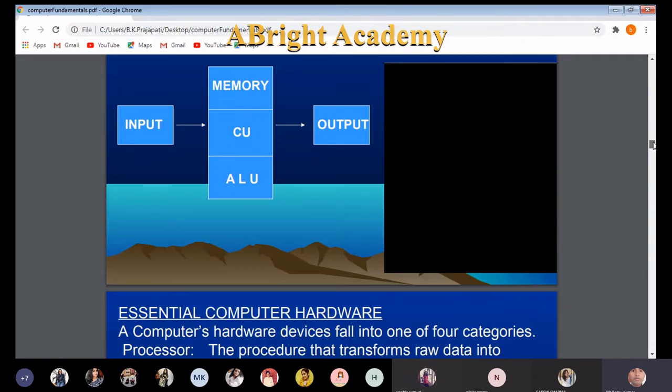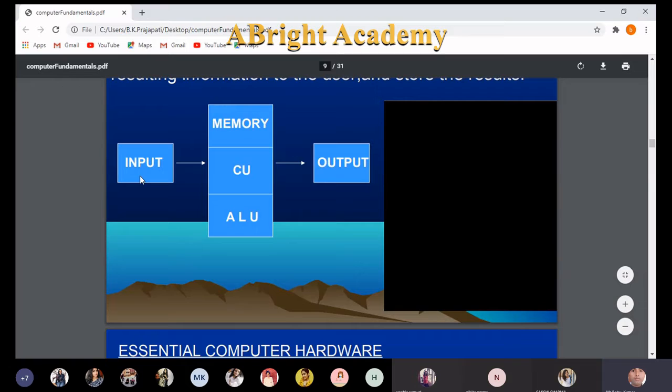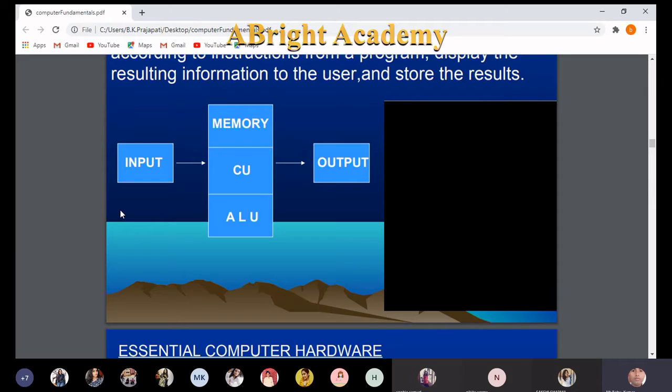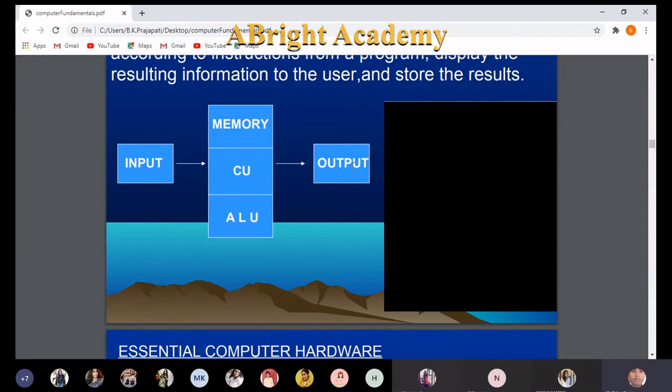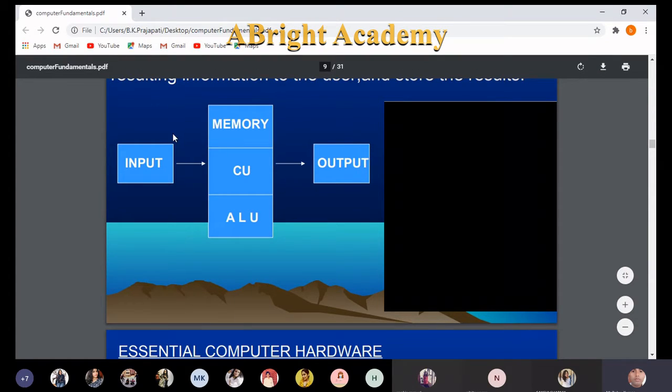So this is the flow chart. Here we have an input. What is an input device? Like keyboard, mouse. Printer is an output device. These are the input and output devices. So this is our CPU, with memory, control unit and arithmetic logic unit.